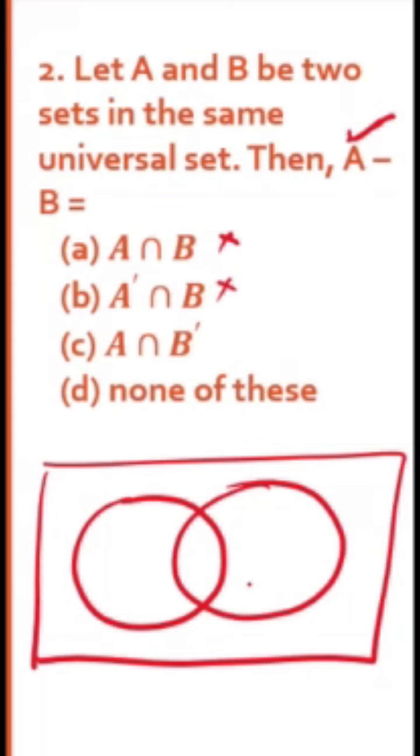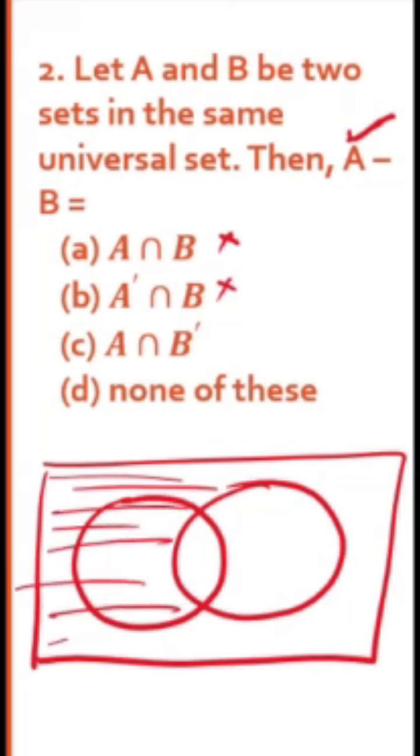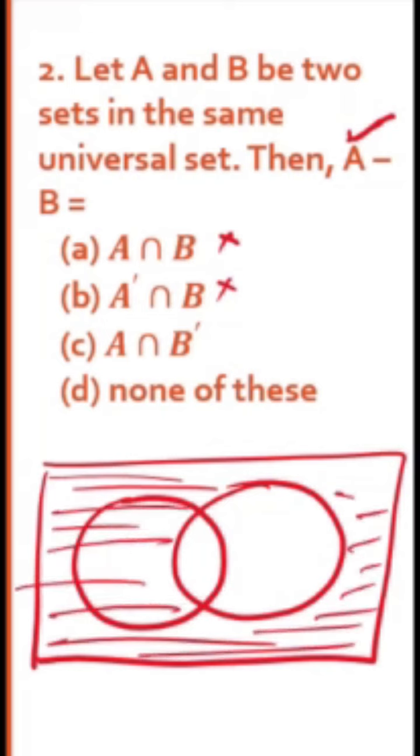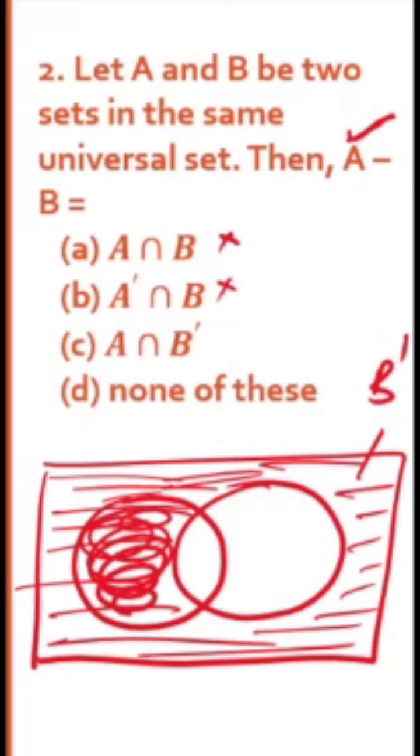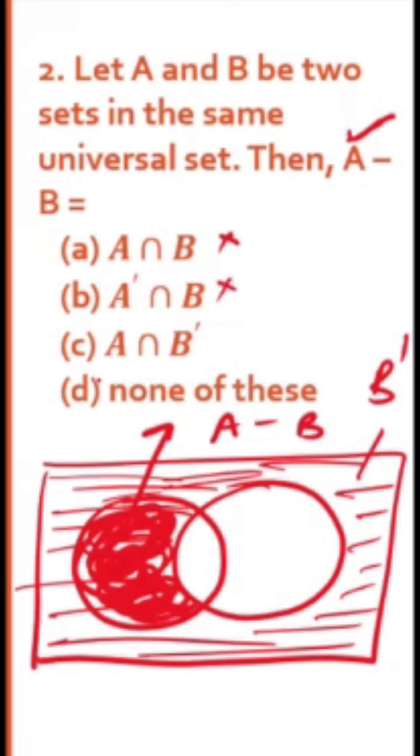First of all, what is B complement? B complement is everything other than B, everything other than set B. So this is B complement. Now A intersection B complement. What is A? A is this one. So the common part is this, which is equal to A minus B as well. So option C is the correct answer.